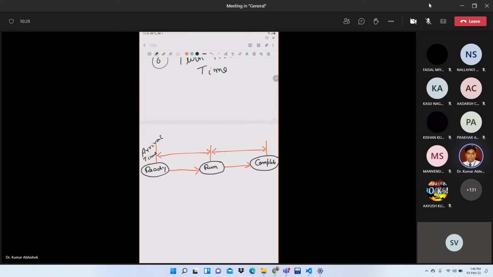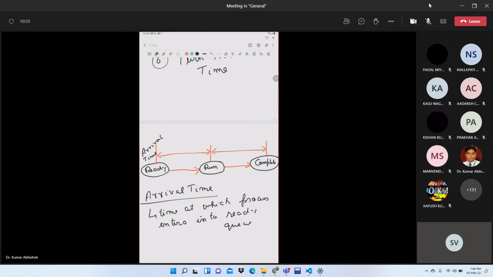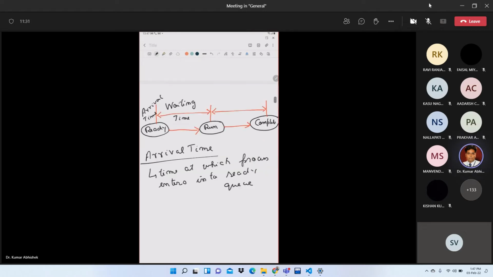So the first thing is arrival time. It is the time at which a process enters into the ready queue. Then we have this time period, which can be referred to as waiting time over here. So now we should define what is waiting time.